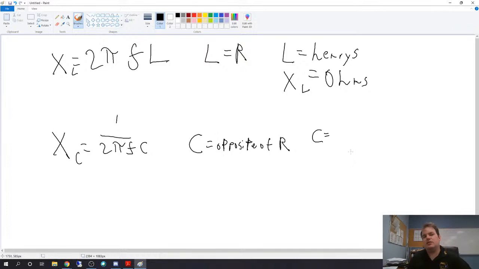How did I forget the word? It's important. C is measured in farads, and X of C is measured in ohms.